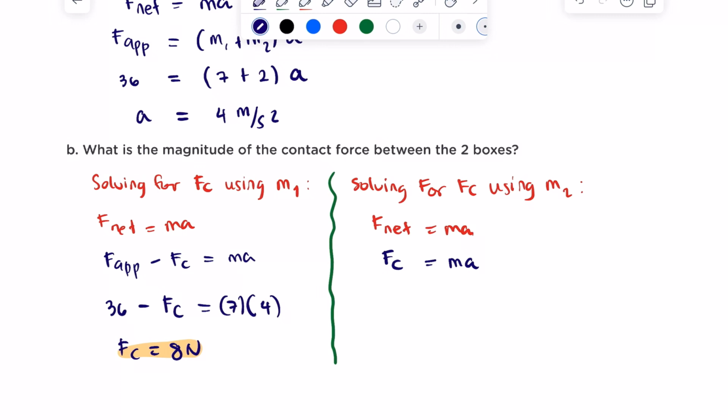So since we're solving for the contact force, we will have Fc equal to the mass of block 2, which is 2 kilograms, multiplied by the acceleration, which is 4 meters per second squared. So the contact force is equal to 8 newtons. So either way, these solutions are actually acceptable, but it is very important to note that if we use M1 or M2, the contact force would actually be the same.